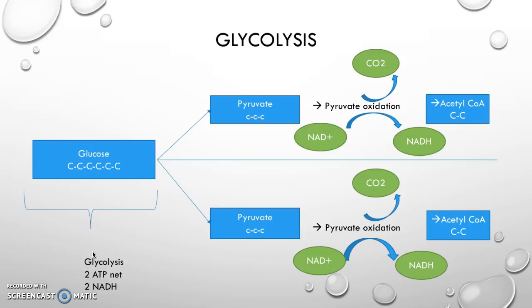Before we get into the Krebs cycle, we have to start with the process of glycolysis. In glycolysis, you start with glucose, which is a 6-carbon molecule. It breaks into 2 pyruvates. Each pyruvate has 3 carbon molecules.